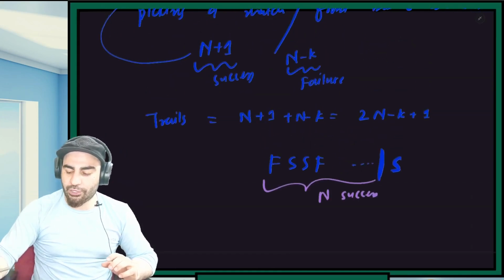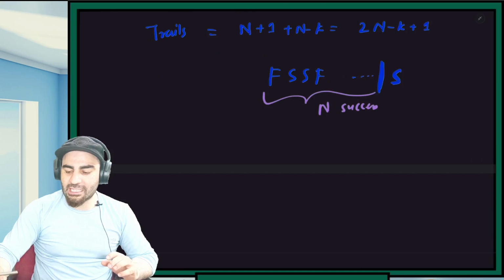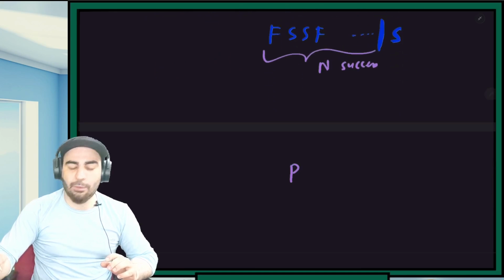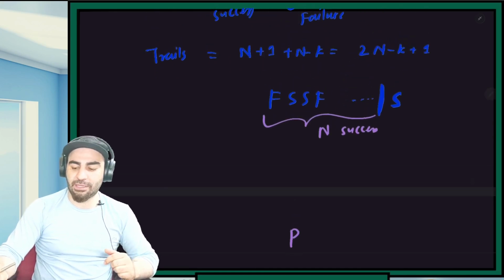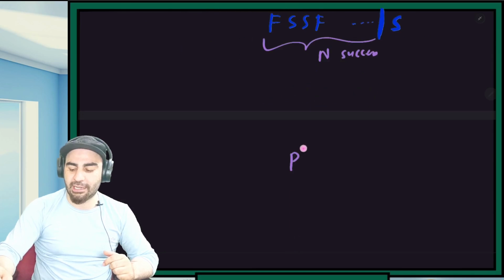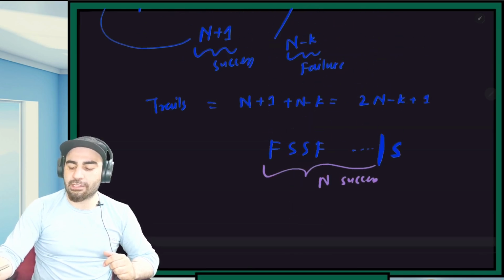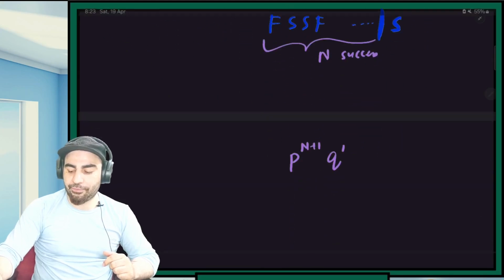So now the question becomes like this. For the success probability, I'll have p to the power of the number of successes, which is n plus 1, so I can directly raise it to the power n plus 1, and q to the power of the number of failures I want over here, which is n minus k.